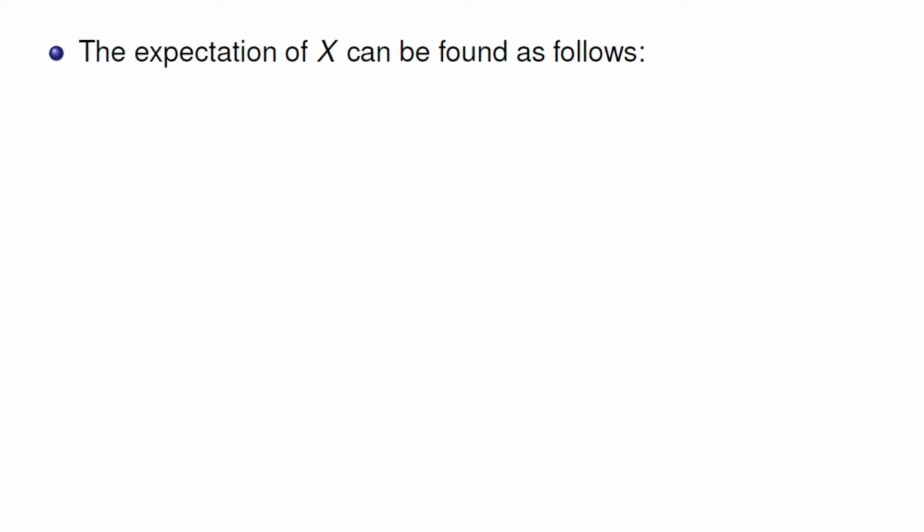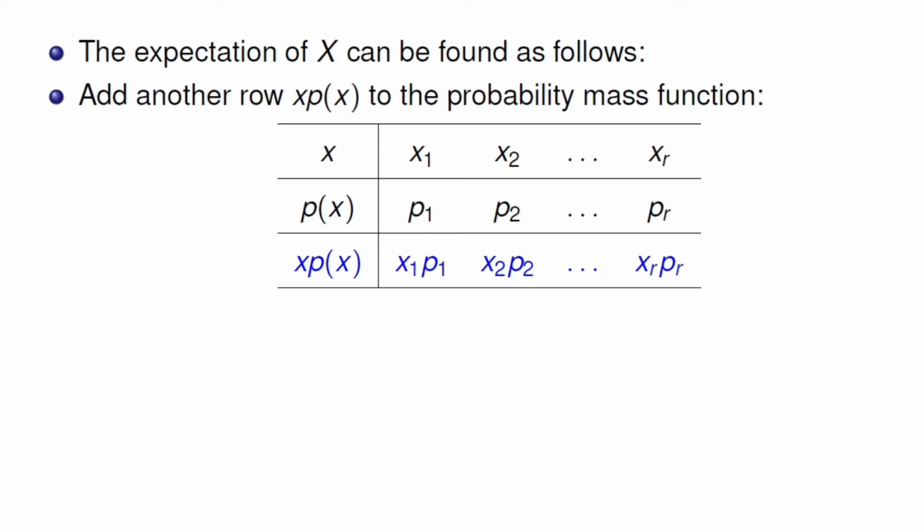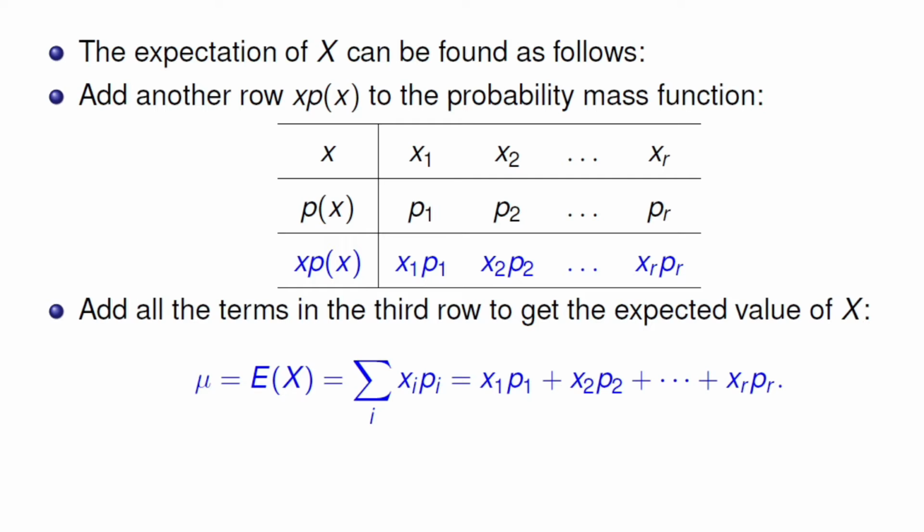Now, the expectation of X can be found as follows. First, let's add another row, x times p(x), to the probability mass function table. Here is the third row in blue. We have the products x p(x): x1 p1, x2 p2, xr pr. And then we just add all the terms in the third row to get this expected value. Now, it's very easy.